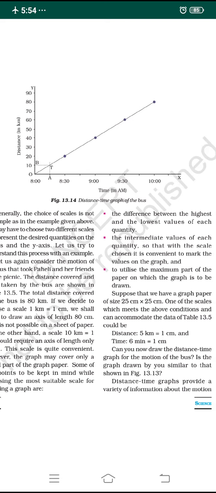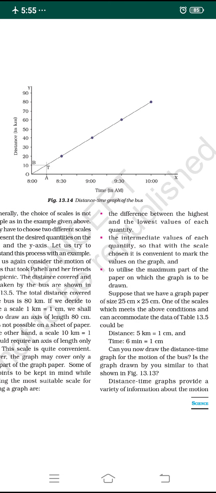Okay, so suppose we have a graph sheet of paper of size 25 centimeter by 25 centimeter. One of the scales which meets the above conditions and can accommodate the data as per table 13.5 is distance 1 centimeter equal to 5 kilometer, and time 1 centimeter equal to 6 minutes. Now you can draw the distance-time graph for the given motion of the bus.